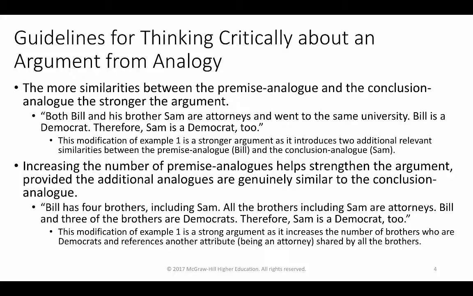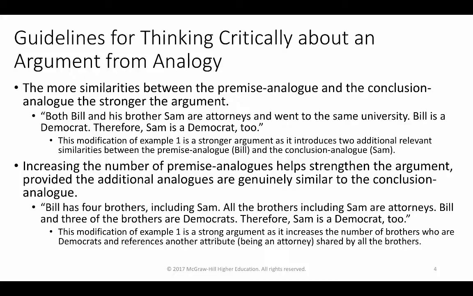Here's a modified Sam and Bill argument. Both Bill and his brother Sam are attorneys and went to the same university. Bill is a Democrat, therefore Sam is a Democrat too. So this is a much stronger argument than the one on the previous slide. There's more evidence of the similarities between them. They're brothers, they're both attorneys, they both went to the same university. Since they obviously have more in common, the likelihood that they have being a Democrat in common is also higher.